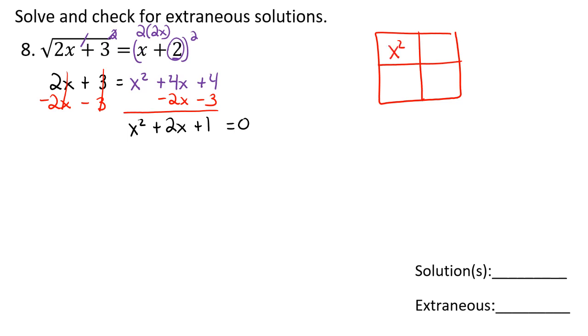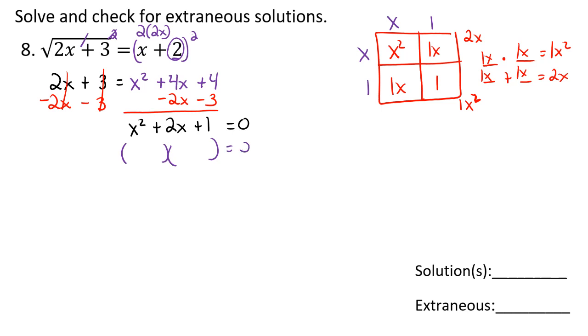We have x squared, 1, 2x. x squared times 1 is 1x squared. So we need to figure out two numbers that multiply to be 1x squared, but will add to be 2x. 1x times 1x will work. So x times x is x squared, x times 1 is 1x, x times 1 is 1x, 1 times 1 is 1. So we know we factored correctly.